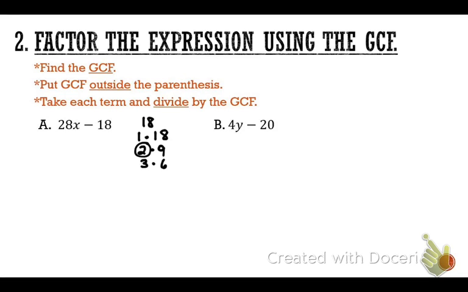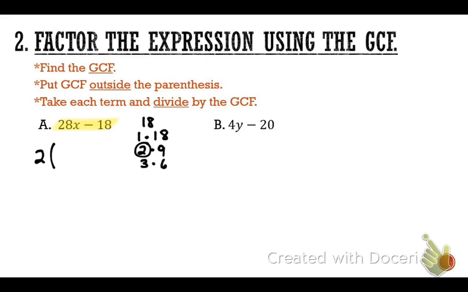So now we have just done step number 1. We found the GCF. Step number 2 asks me to do what? Put the GCF outside the parentheses. So let's go ahead and we're going to drop it down, 2. And now what we are basically doing is the opposite of the distributive property. Remember in 3.3 we learned how to use the distributive property. Now we're going to learn how to basically do the opposite of it. So it says to take each term and divide it by the GCF.